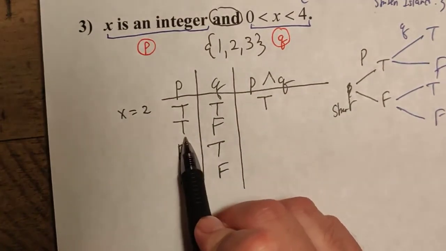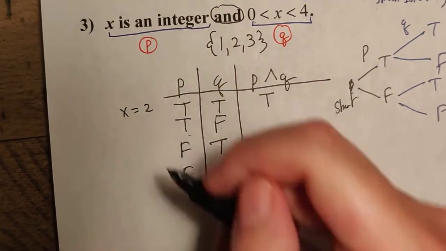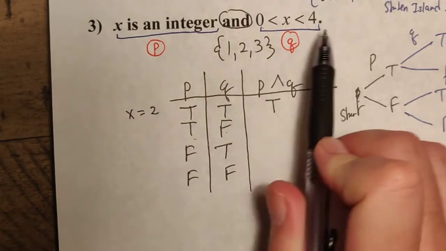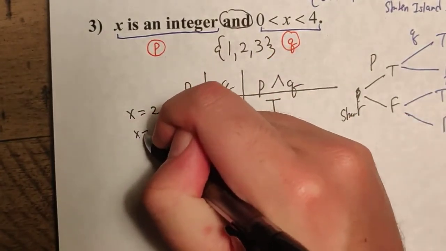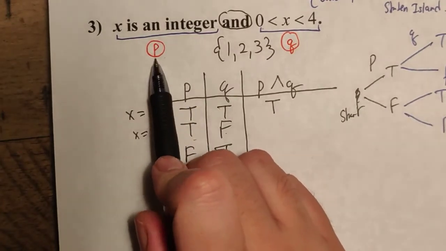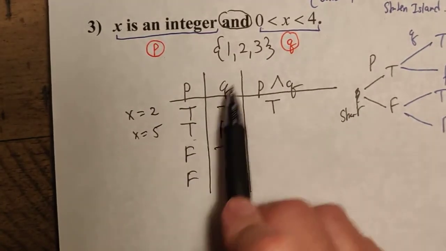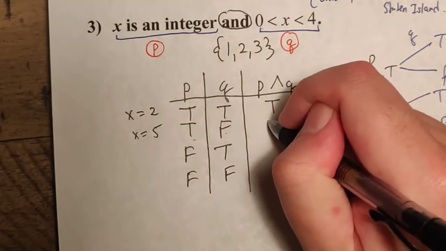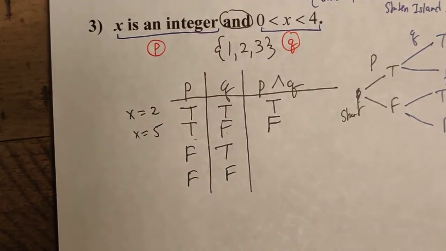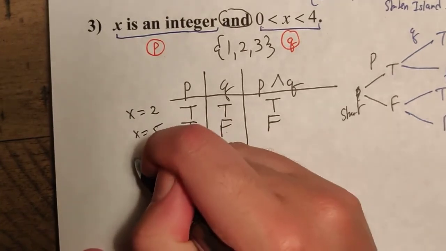Now in the second row, X is an integer and 0 is less than X is less than 4. We want something that makes P true but Q false. There are a lot of things we can do here. For instance, we can pick 5, right? 5 is an integer, and 5 doesn't belong here. Note that 5 is not in the solution set, so that means 5 makes the statement false. Again, I think you can do the same thing for the other 2 rows.